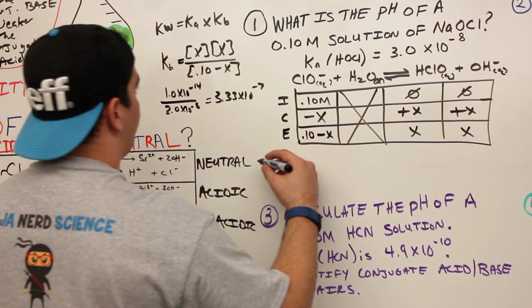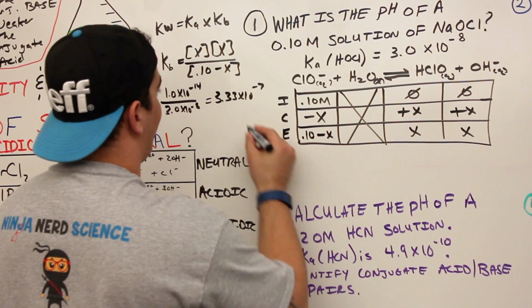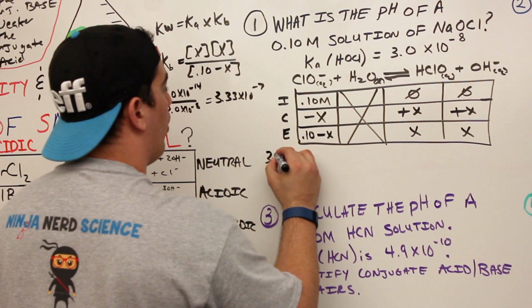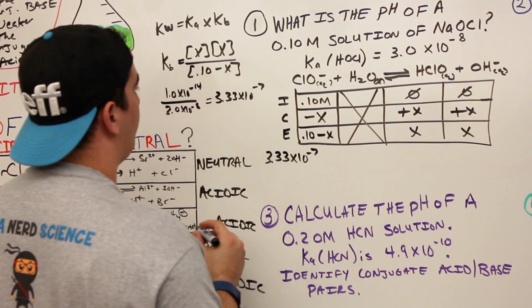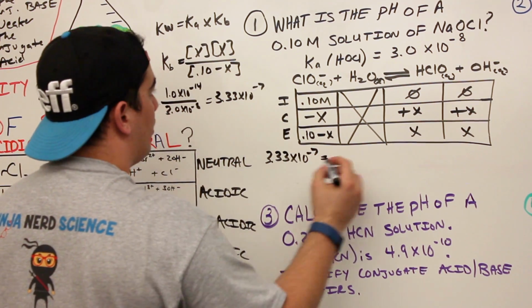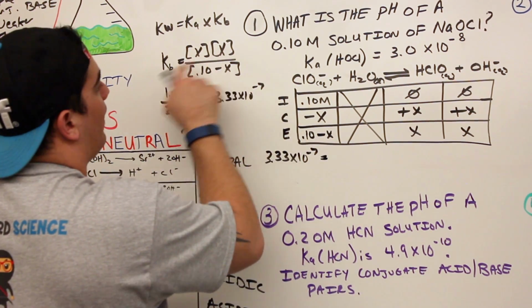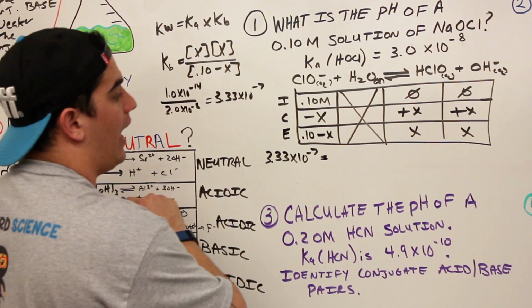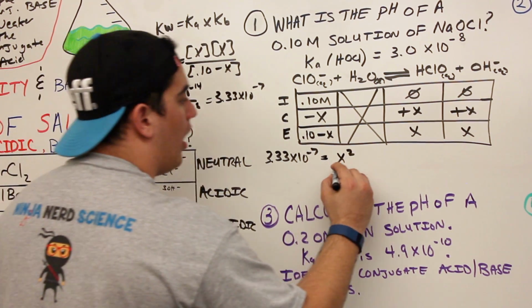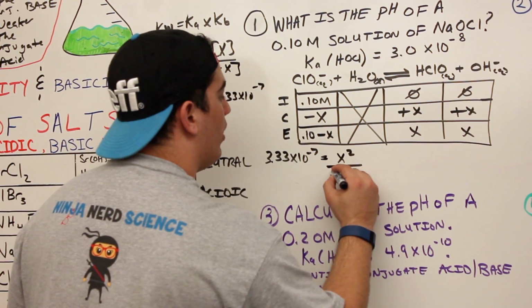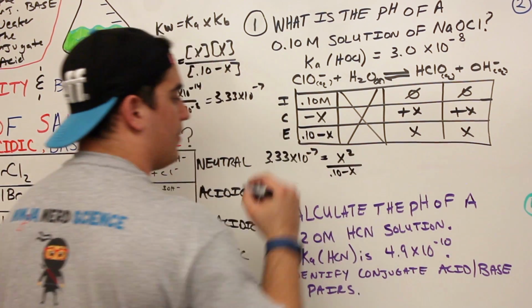So what do I do here? I'm going to say that Kb is 3.33 times 10 to the negative 7, which is equal to x. Now, if I simplify this, what's x times x? X squared. So this is x squared, and then under that, I'm going to have 0.10 minus x.